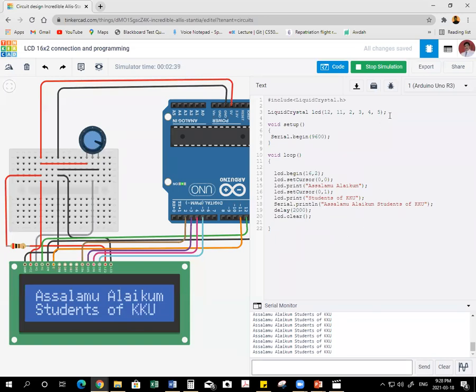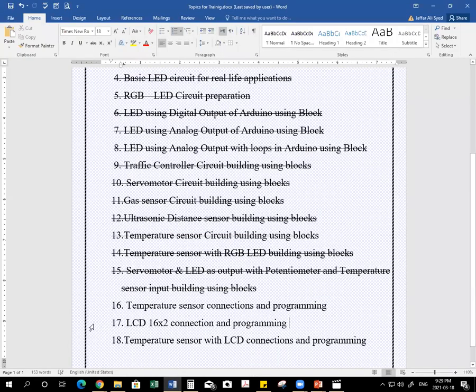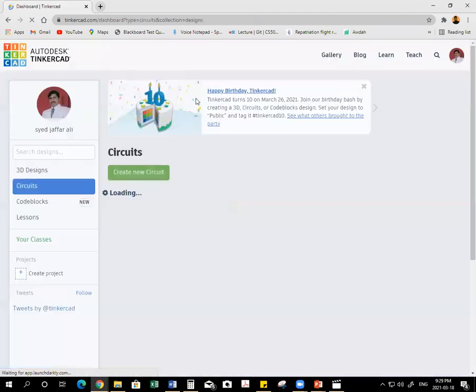Okay, let's have the last one so that it will be easy for you. What I finished, the LCD display is finished. Now the last one, temperature sensor connection and programming, I will finish. Or we will have temperature sensor with LCD connection, so that it will include all. Easy it is. Within 15 or 20 minutes it will finish.